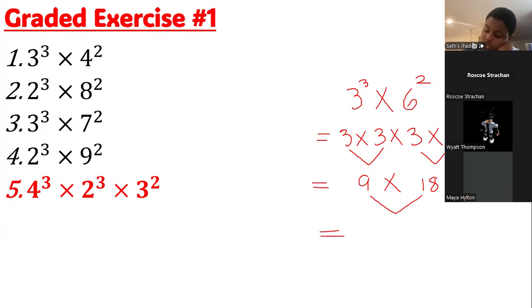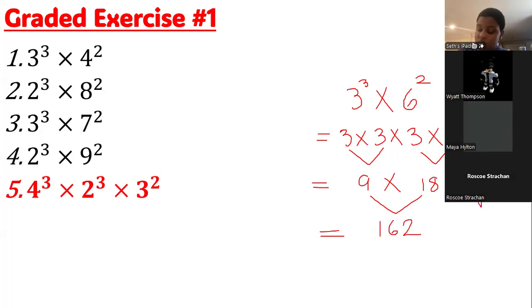Then we do 9 times 18. What is 9 times 18? 9 times 8 is 72. Put the 2 down, put the 7 above. 9 times 1 is 9, plus 7 is 16. So it's 162. You understand how you got 162? Yes, sir. Then I bring down the 6. So it's 162 times 6, and we just have to multiply that.